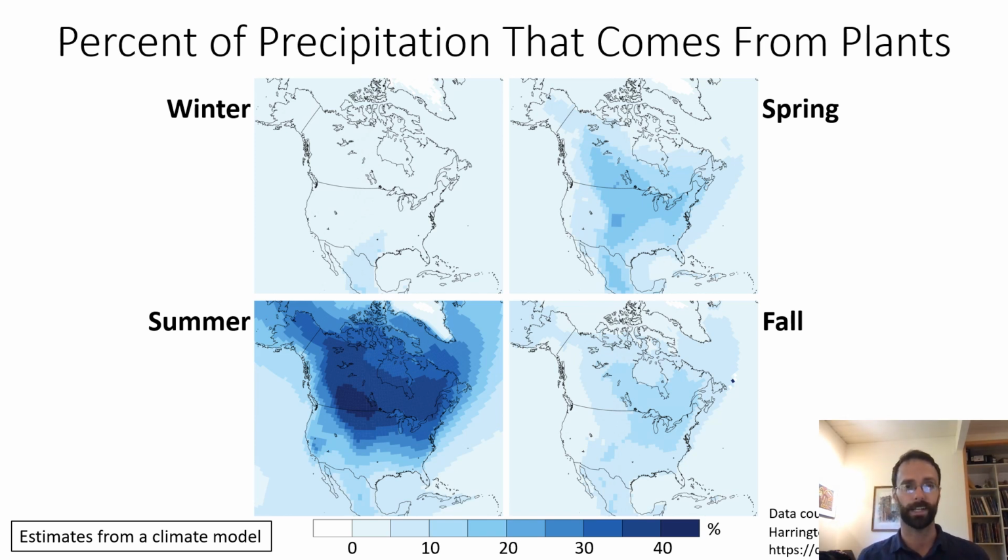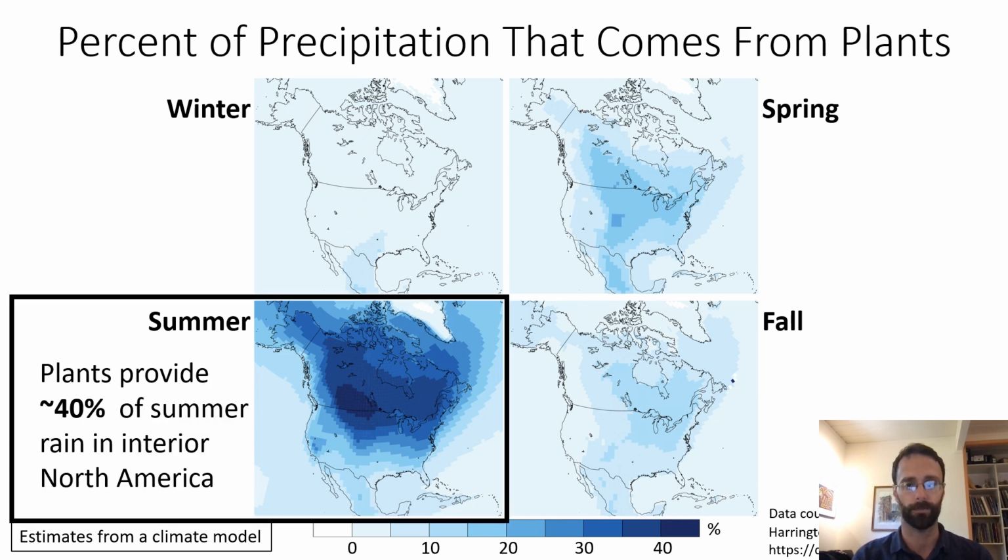That model and analysis was conducted by a graduate student in my group, Tyler Harrington. If you want to check out this work further, you can check out this link here to his paper, which is currently under review. Consistent with the previous transpiration maps, we see the largest fractions of precipitation from plants in the summer season. The darkest shades of blue are occurring during the summer, and this is when plants are transpiring the most.